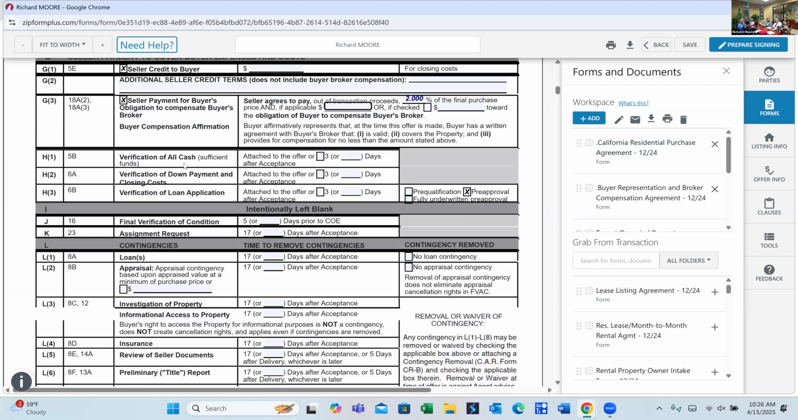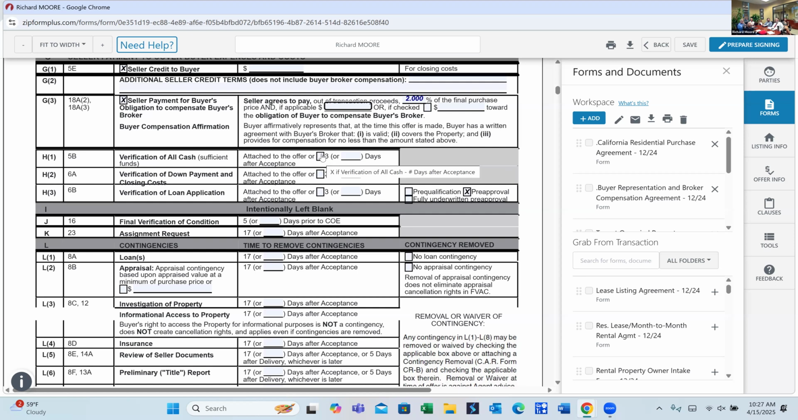Okay. Now, we're on the RPA again, section H1, verification of all cash. Now, sometimes in past iterations of a purchase contract, the default was not the same here. The default for section H1, H2, and H3 is all the same. That means I have actually attached this documentation to the purchase contract. So don't check the box. So if you have the verification of funds, you have the verification of down payment closing costs, and you have the verification of loan application, don't check these boxes.